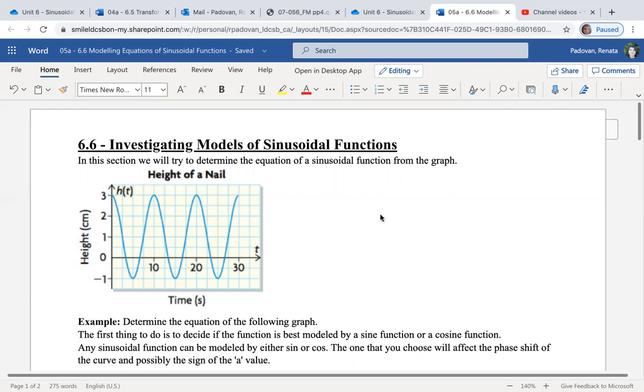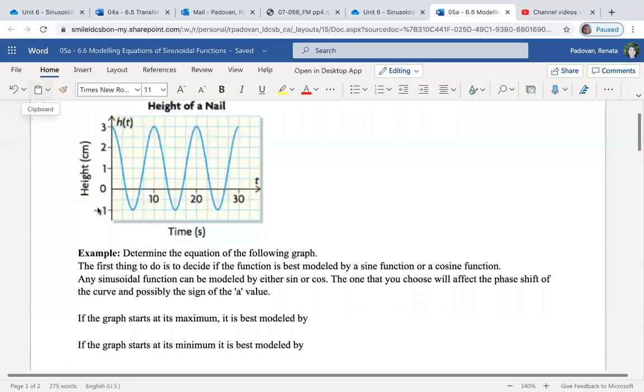from a graph. So here's an example: the height of a nail, height over time. Determine the equation of the following graph. First, I'm just going to give you hints that you can refer back to, that we will refer back to as well with every example that we do in this lesson.